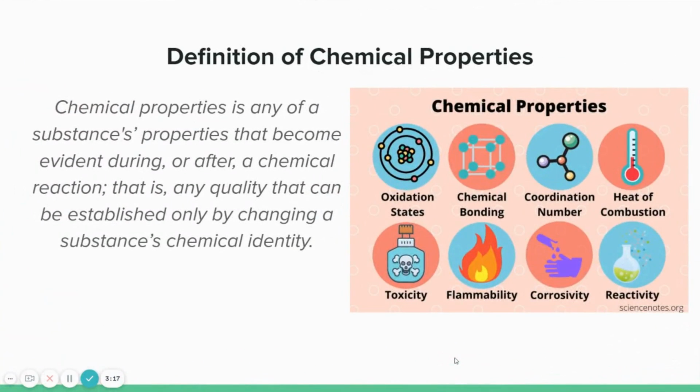Next one is chemical properties. Definition of it is chemical properties is any of a substance's properties that become evident during or after a chemical reaction. That is any quality that can be established only by changing a substance's chemical identity. On the right, we have another image showing the chemical property examples.